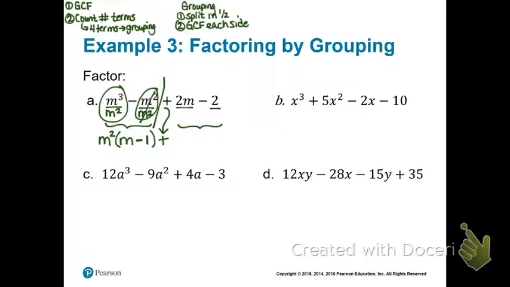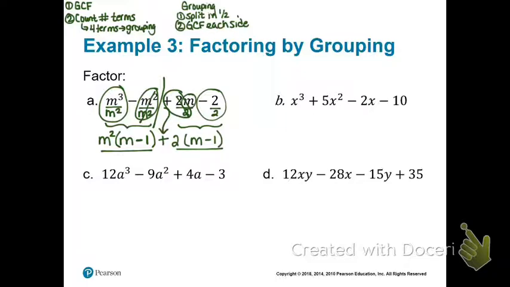Then we're going to greatest common factor this side. What does 2m minus 2 have in common? Well, 2 and 2 are both divisible by 2. And I have an m in the first one, but I don't have an m in that second one. So my greatest common factor is just a 2. So I'm going to divide these both by 2. 2 divided by 2 cancels, and I have that m there. And then negative 2 divided by 2 is negative 1. Now notice, we're left with 2 terms, just like we had in example 2. And they have something in common.